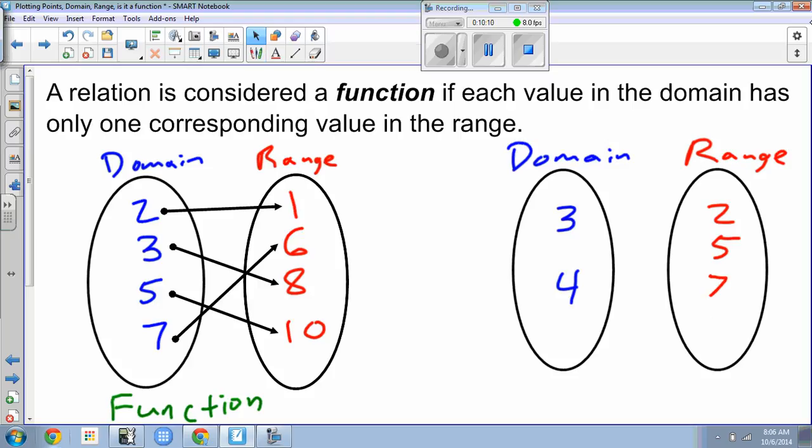Here's the issue that makes this one not a function. This 3 is connecting up to 2 different points. So we don't like that. It's not a function if that happens. The 4 is fine. It just connects to a single point here. It's a 7. This is not a function.